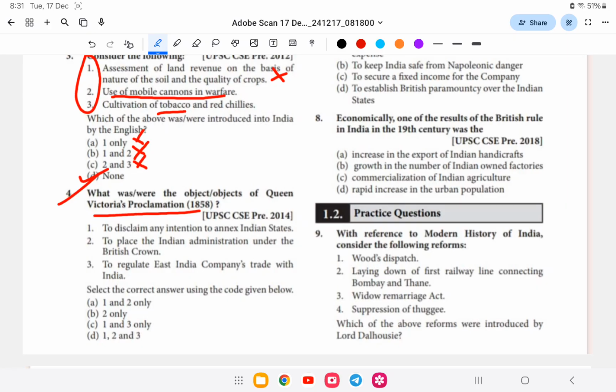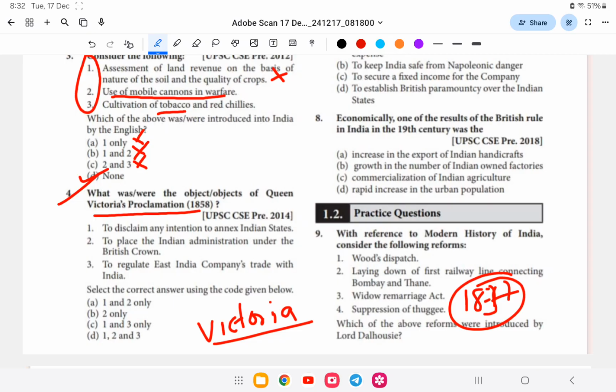The Queen made a program to bring India under the Crown. So the objects were: first, to disclaim any intention to annex Indian states; to place the Indian administration under the British Crown; and to regulate East India Company's trade with India. So what is the answer? The answer is to see the Queen's Proclamation which Queen Victoria proclaimed, that after 1857 no new territory would be annexed under the British Crown.